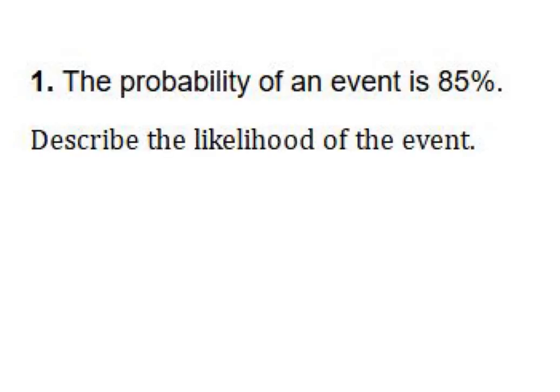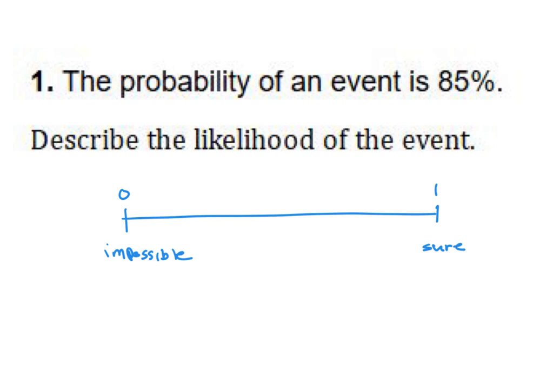Question number 1 says the probability of an event is 85%. Describe the likelihood of that event. So remember back when we're talking about the likelihood of an event, it's basically a scale 0 to 1. 0 is like impossible. 1 is guaranteed, or it's like a sure thing.